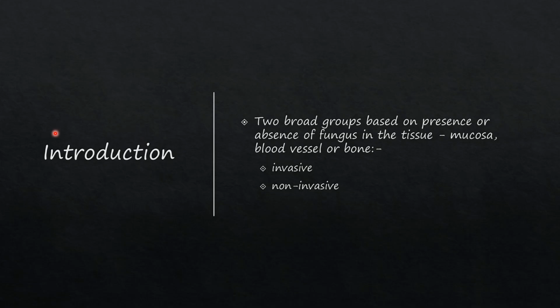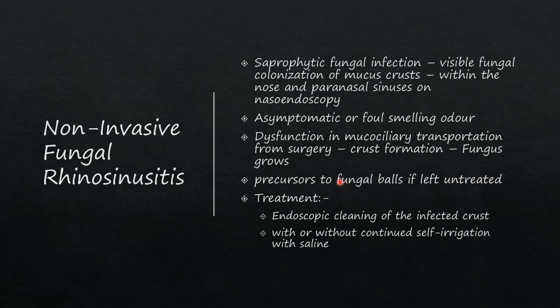Now, introduction. There are two broad groups based on the presence or absence of fungus in the tissue, such as the mucosa, blood vessels, or bone. Now, this can be invasive or non-invasive. Today we are going to be focusing on non-invasive fungal RS. So what are the types?